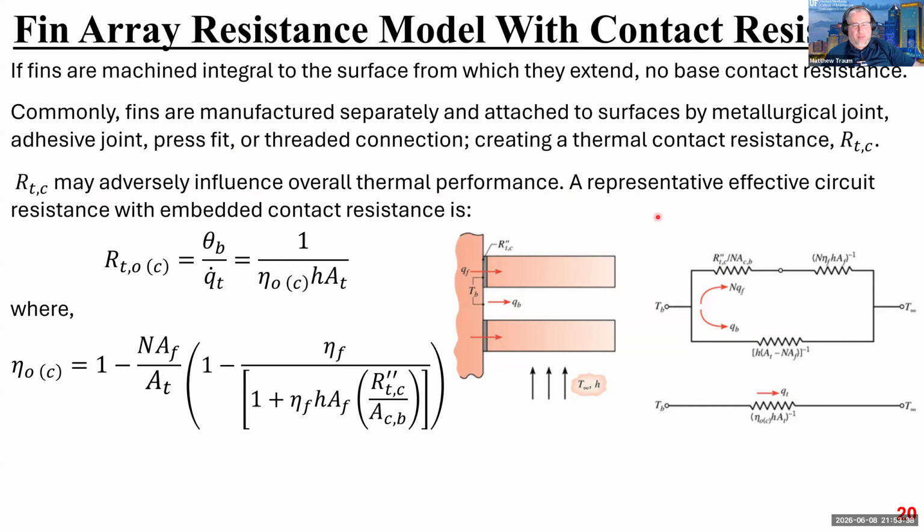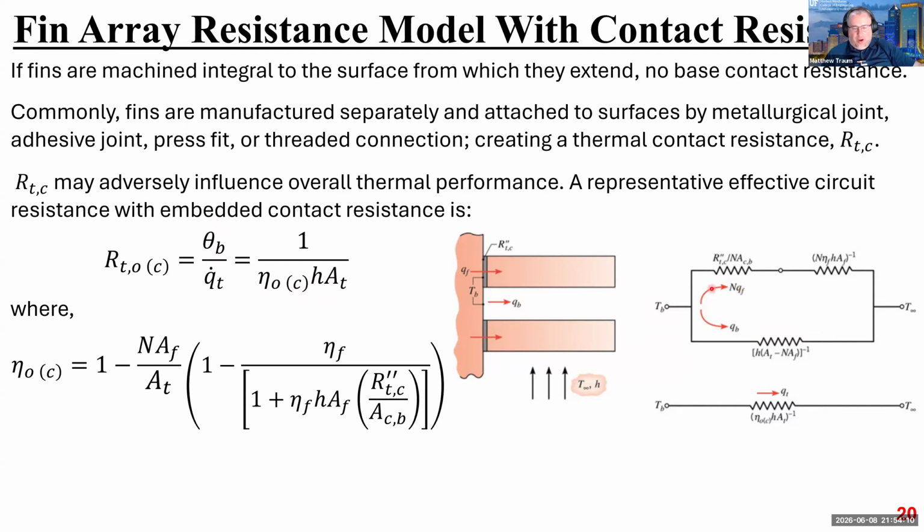So I've created here a representative effective circuit resistance with an embedded contact resistance, so you can see how you would actually perform this analysis, right? So here's the expression for contact resistance. It's just that same temperature difference over Q dot T, and this is 1 divided by a fin efficiency for contact resistance times h times A_T, all in the denominator.